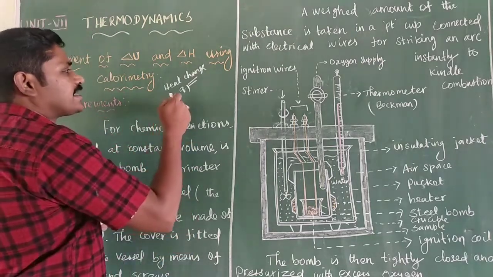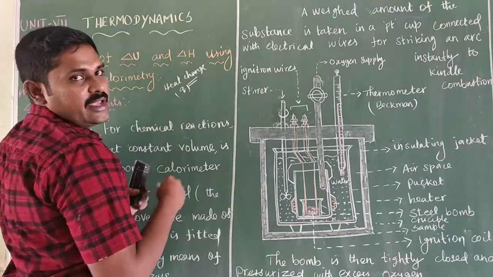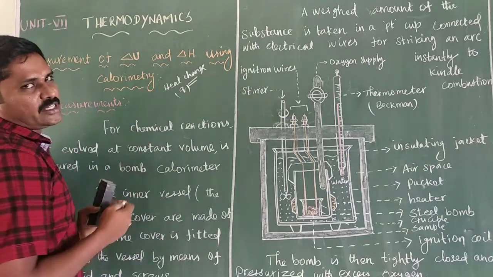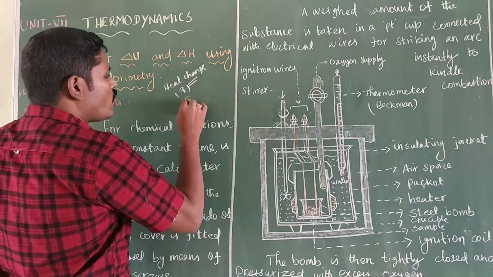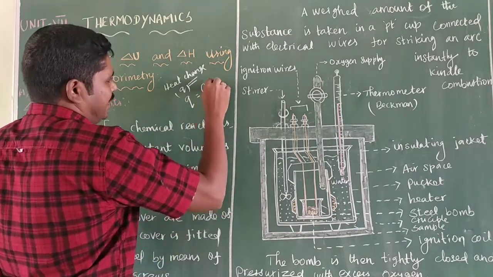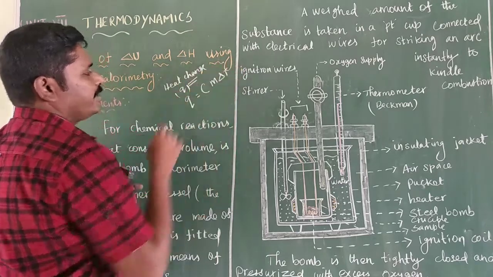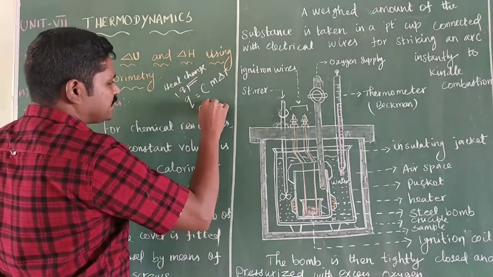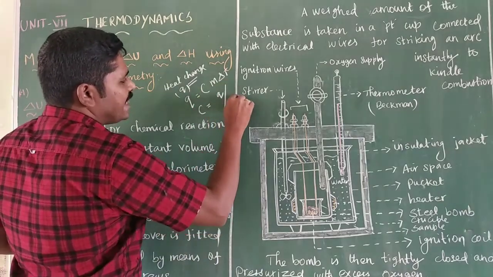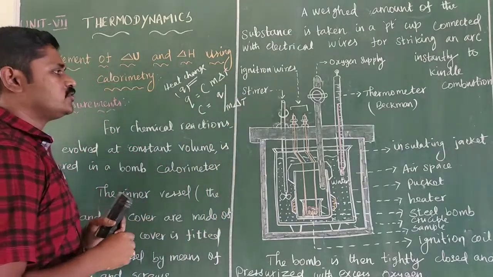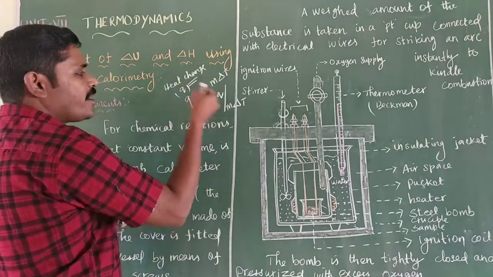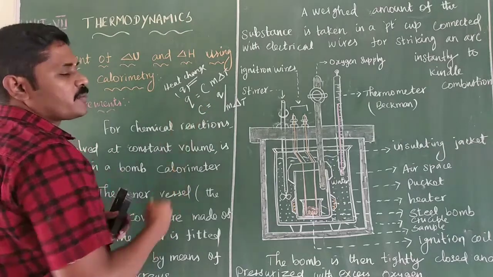The temperature change in the process is measured. Q is directly proportional to the heat capacity, m del T. Therefore, the heat capacity C is equal to Q by m del T. Using this equation, we calculate the heat change of a process.